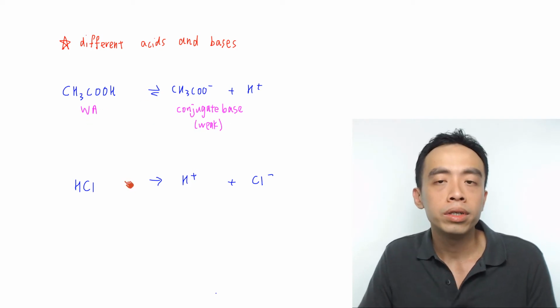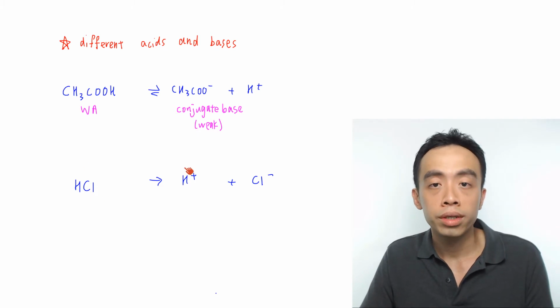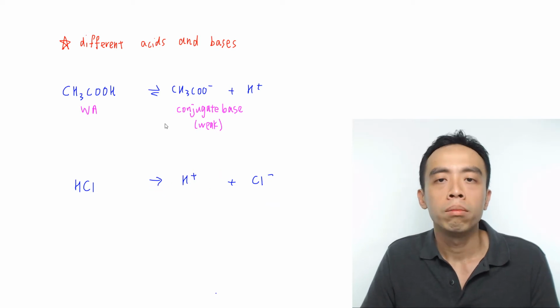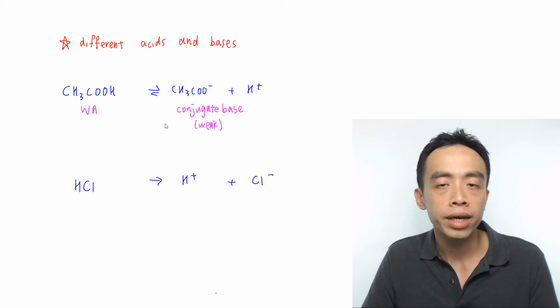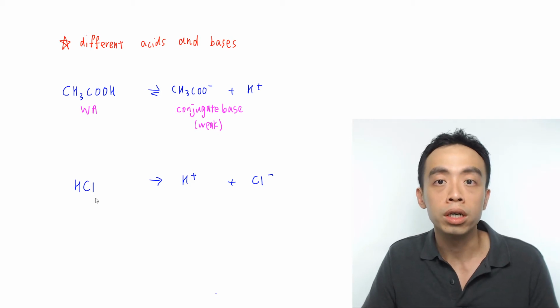The next example is a strong acid, HCl. HCl will dissociate in solution fully. It's a full dissociation, so we use a full arrow to give H+ and Cl-. So HCl is capable of donating H+, so it's an acid. It's a full dissociation, so we call this a strong acid.